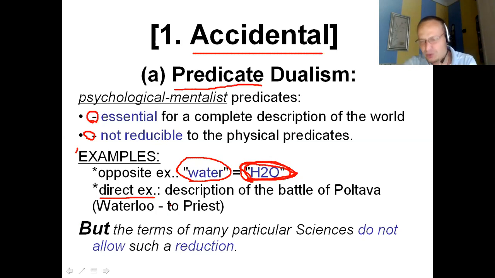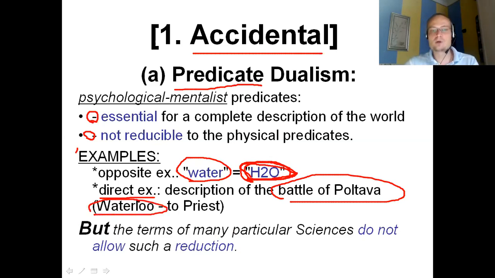What does it mean that we can't reduce some predicates of different signs to physical predicates? We can imagine a situation where we try to describe the Battle of Poltava, or the Battle of Waterloo, where we will use two versions of predicates. Firstly, only physical predicates, when we can describe only the objective structure of what happened. Something moved to another, destroyed it, and so on.